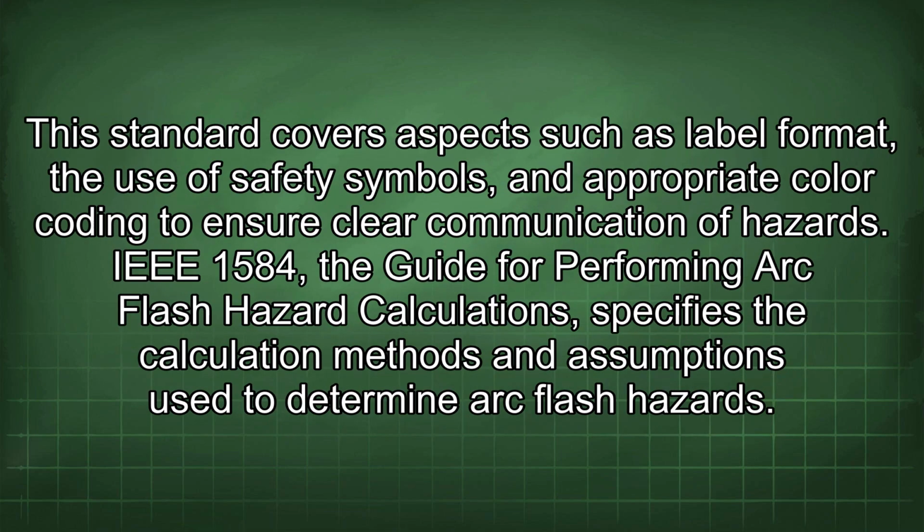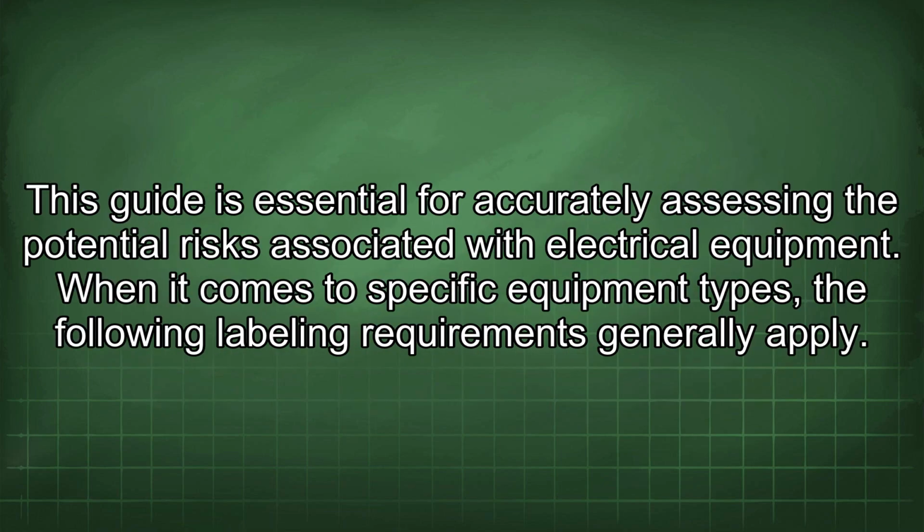This standard covers aspects such as label format, the use of safety symbols, and appropriate color coding to ensure clear communication of hazards. IEEE 1584, the Guide for Performing Arc Flash Hazard Calculations, specifies the calculation methods and assumptions used to determine arc flash hazards. This guide is essential for accurately assessing the potential risks associated with electrical equipment. When it comes to specific equipment types, the following labeling requirements generally apply.